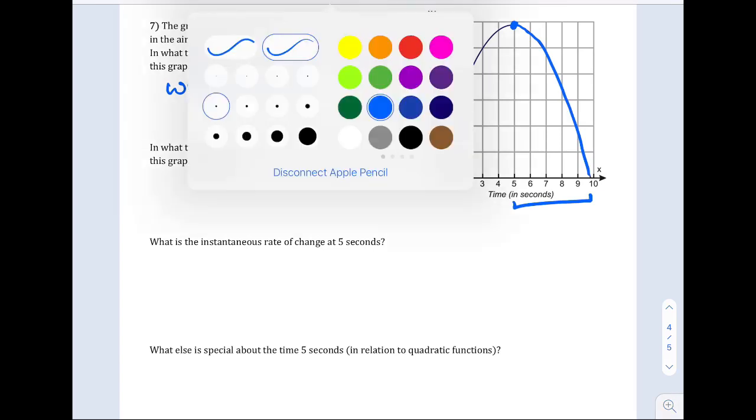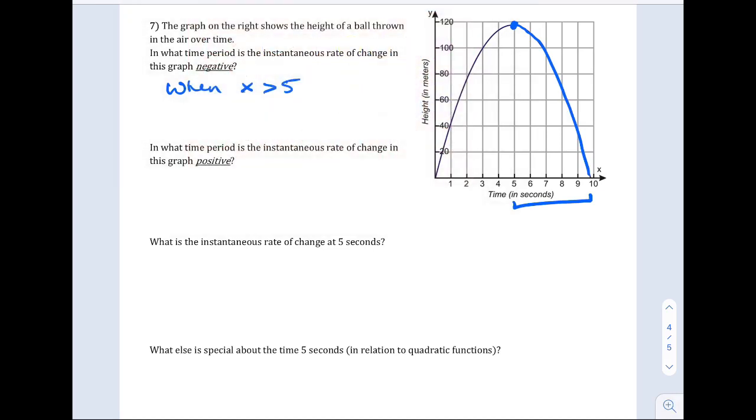During what period of time is the instantaneous rate of change positive? So when is the height going up? Well, that's the first half of the graph. I would say everywhere between 0 and 5. All that section in there. Basically the left side of the graph, the red part.